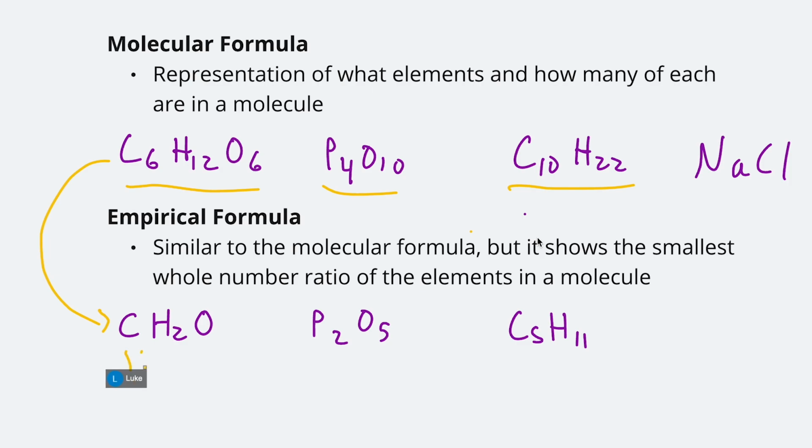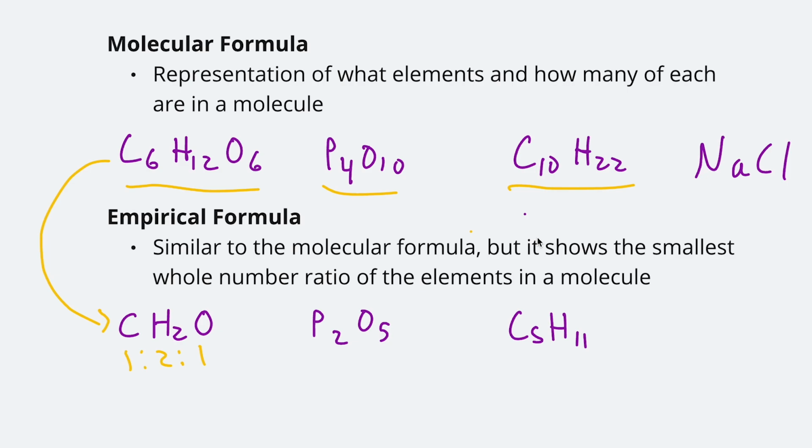So that would be a 1 to 2 to 1 ratio of those 3 atoms, which you can find by finding a common denominator between those numbers and then dividing each number by it. For that molecule, the largest common denominator would be 6, and that gives you the 1 to 2 to 1 ratio.